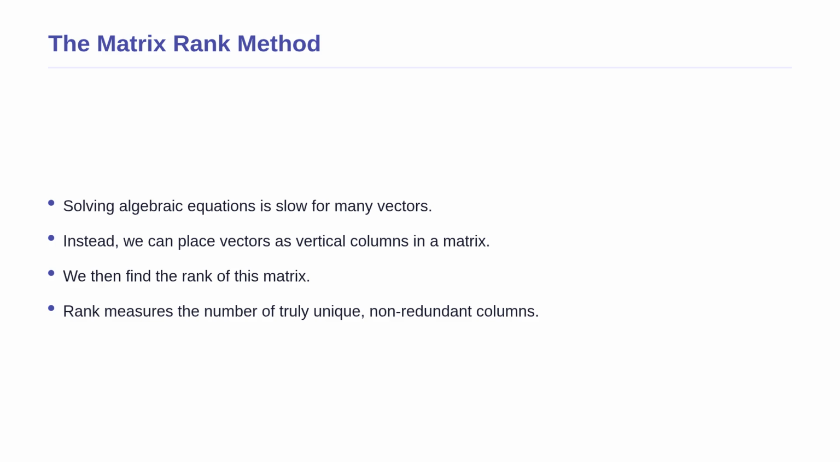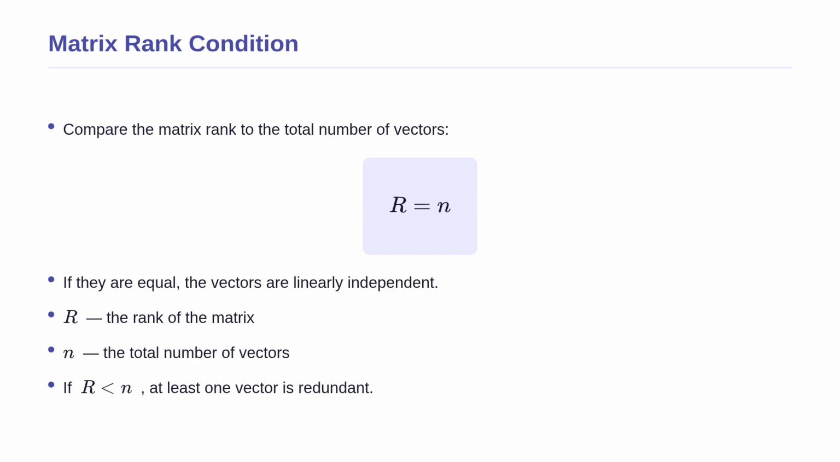Then we find the rank of this matrix. The rank is a mathematical measure of how many truly unique, non-redundant columns exist in that grid. This method is much faster and more systematic for larger sets of vectors. This brings us to the matrix rank condition formula.